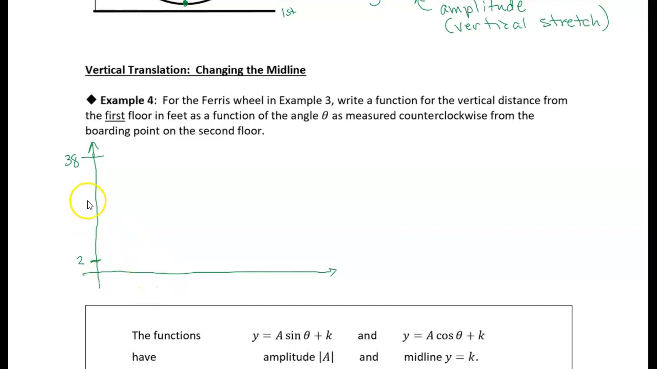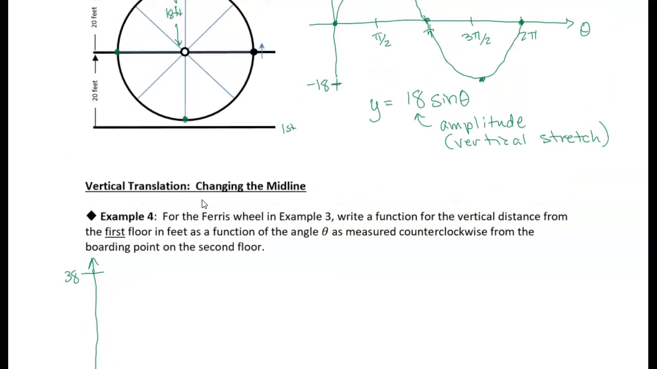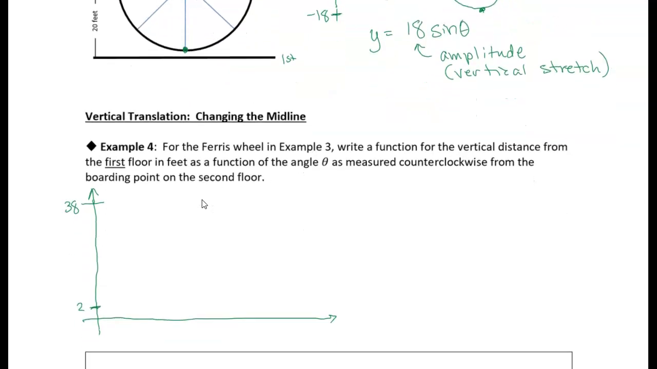And then the midline, right, is going to be the height of the second floor above the first floor, right? Because that's where I'm starting out, and I'm going 18 feet up and 18 feet down from the midline. So I'm going to plot my midline through here, right, at 20 feet. Okay, 18 feet up, 18 feet down.